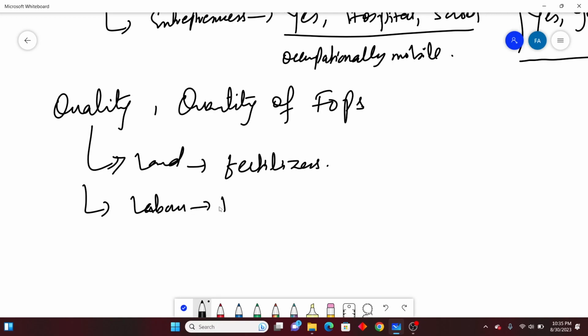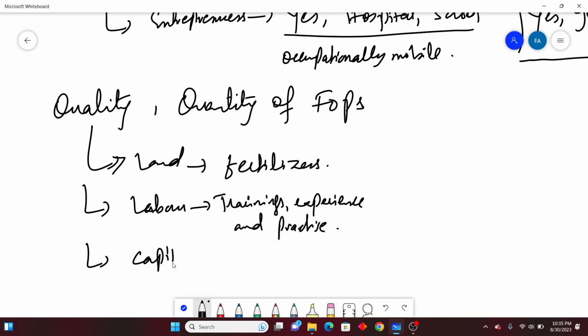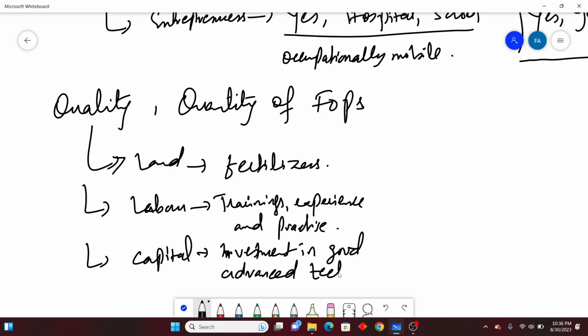The quality of labor can be improved by training, experience, and practice, through supervision and feedback. And all these things are very important. So if we talk about the quality of capital, that means more investment in good technology and advanced technology.